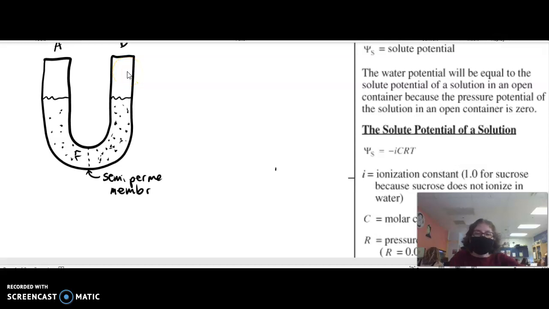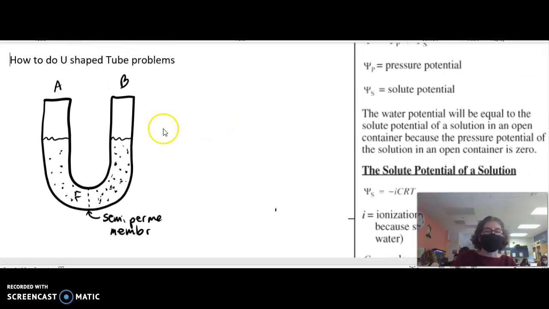This is Mrs. Murdoch, and I am going to talk today about how to do those U-shaped tube problems that you sometimes encounter in this unit about cell transport. So you may remember Mr. Anderson in one of his videos showed a situation where you had a U-shaped tube, literally a U-shaped tube that has two sides to it.